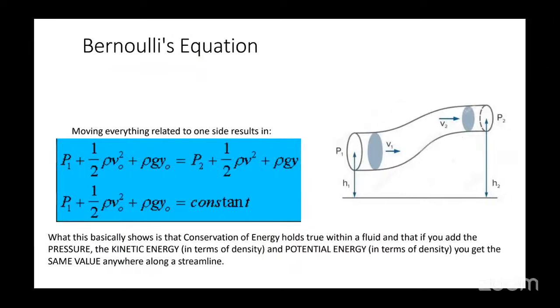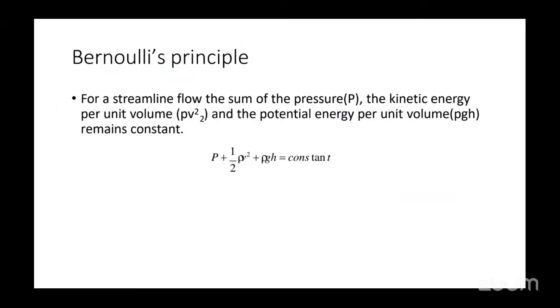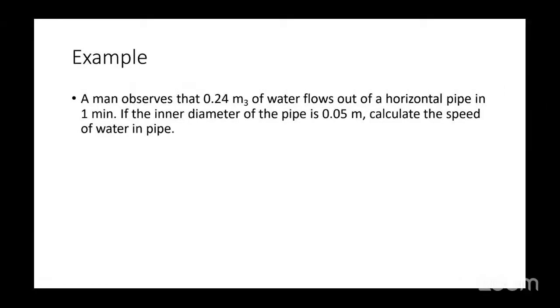And then we stated the Bernoulli's principle as for a streamline flow, the sum of the pressure, the kinetic energy per unit volume, and the potential energy per unit volume remains constant. That is the statement of the Bernoulli's principle, which is translated to the formula: pressure, kinetic energy per unit volume, and gravitational potential energy per unit volume remains constant.